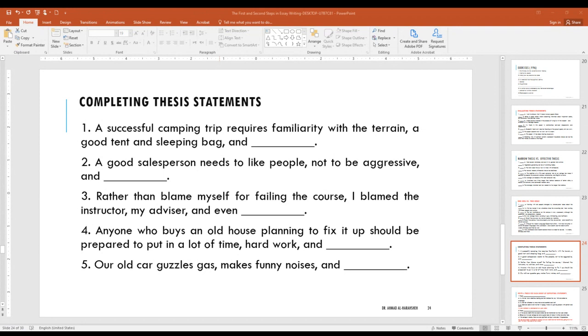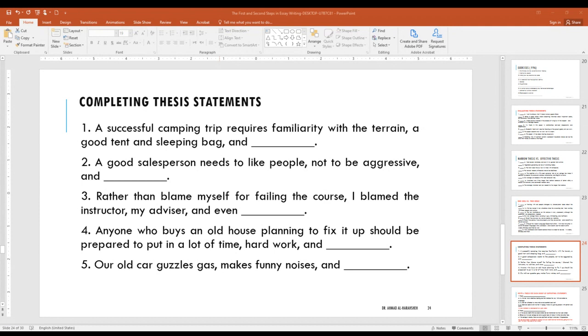Rather than blame myself for failing the course, I blamed the instructor, my advisor, and even my family. It could be, yeah. And even could be the university, right? Or the course designer. Anyone, yeah, my friends, could be. Especially if they keep messaging you at the night of the exam, sending you some silly jokes and so on. There will be a kind of distraction for you.